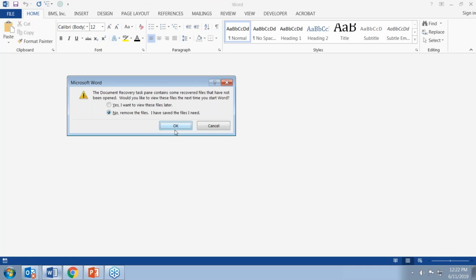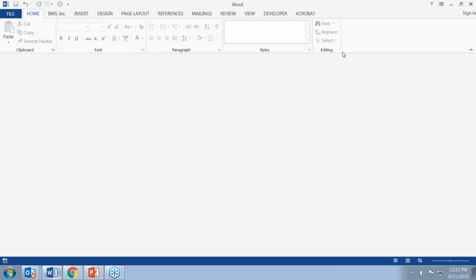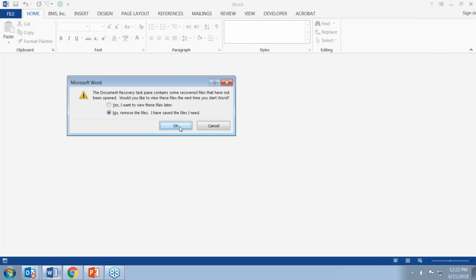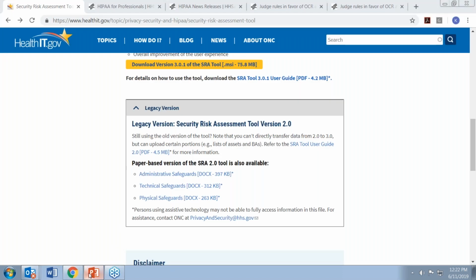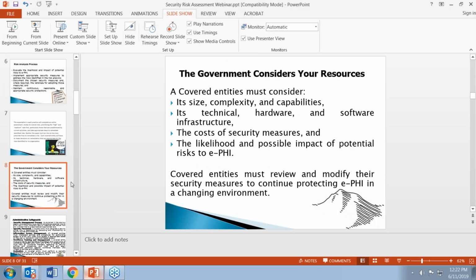So we're going through the assessment process, which is what we're supposed to be doing. That's our obligation. And again, to go back to the slide that we left on, the government considers your resources when they look at how you've done on this risk assessment: size, complexity, capabilities, technical hardware and software infrastructure, costs, likelihood and possible impact and potential risk.